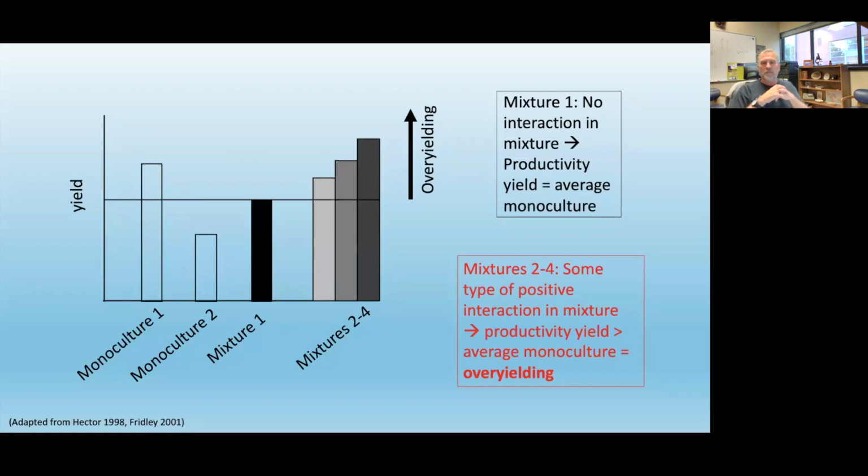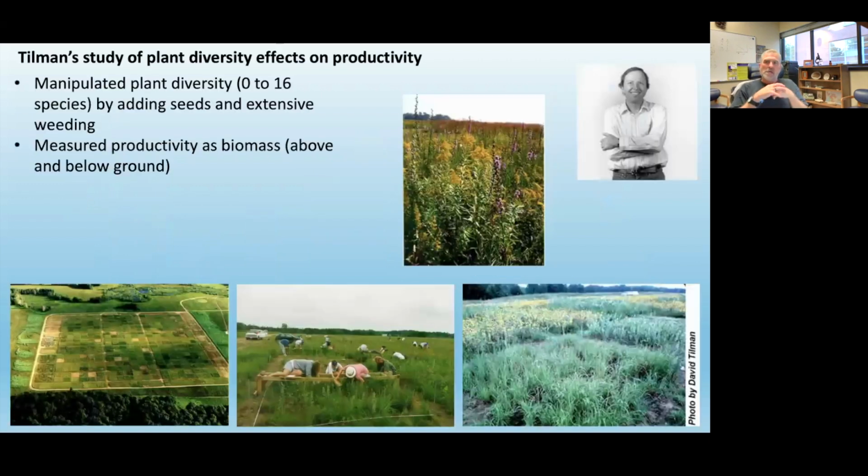However, if you look at the mixtures 2 through 4, here you're seeing some type of positive interaction where the combination actually yields a good result, and in some instances may yield a better result even than monoculture one, right? So again, this is called over yielding, and this is where you have that high level of productivity.